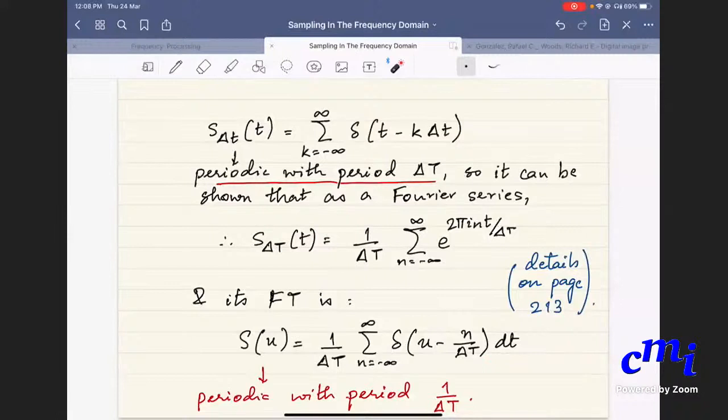Now the only thing that I want you to note in this whole business is that if your impulse train is periodic with a period delta t, then its Fourier transform is also periodic with a period 1 over delta t. Oh sorry, this dt makes no sense here. Sorry. Yeah. So this is also periodic with a period 1 over delta t. Okay. So that's the only thing to remember from all this.